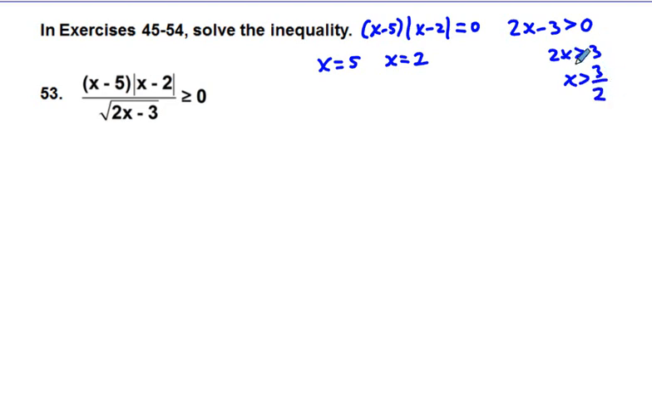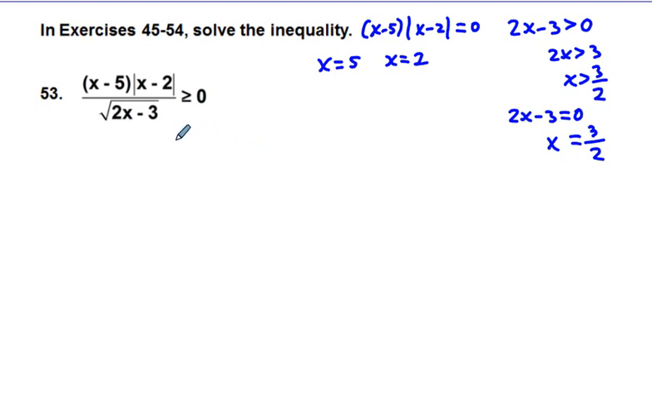So we know x has to be greater than 3 halves. 3 halves is a boundary. I was going to say the lowest value, but it can't even be 3 over 2. So let's go ahead and set up our, well, we have to do one more thing. If we set 2x minus 3 equal to 0, then x is equal to 3 halves. So that's not only our boundary, but also our critical number itself.